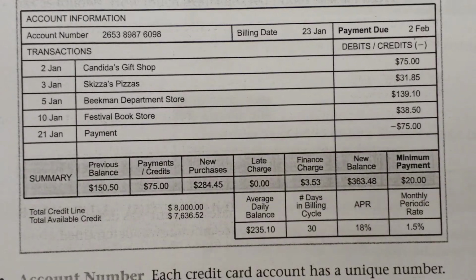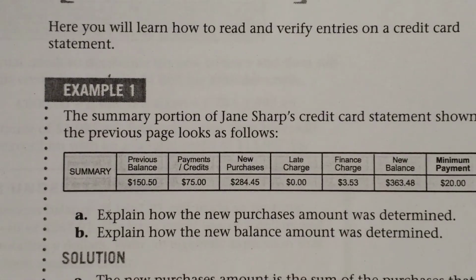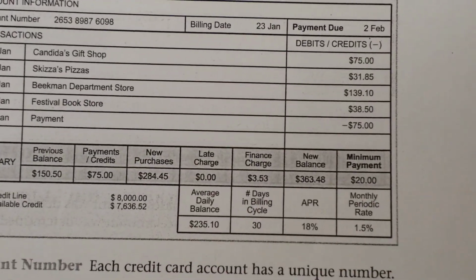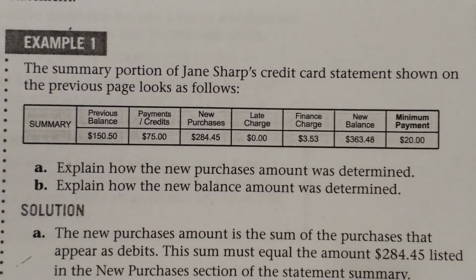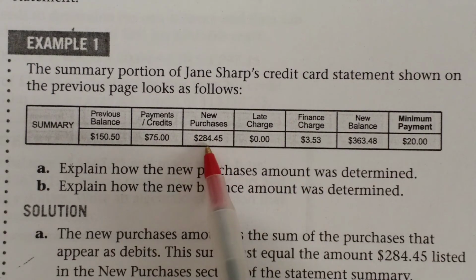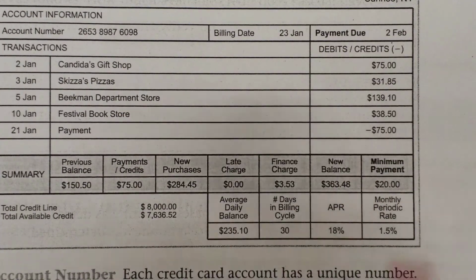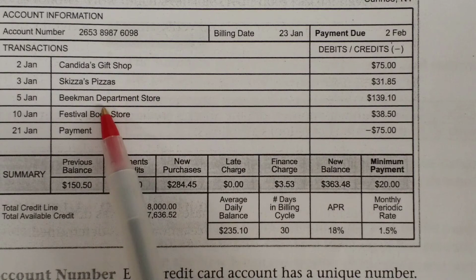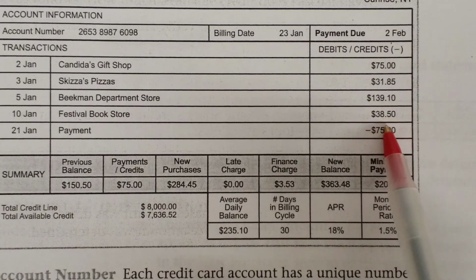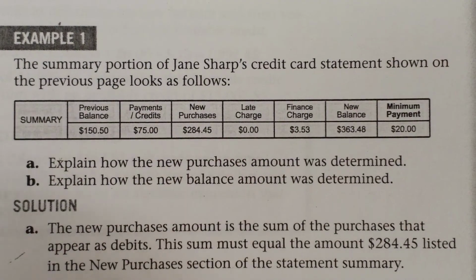So a lot of this is just simple, straightforward math. It says, the summary portion of Jane Sharp's credit card statement shown on the previous page. This is Jane's credit card statement. But in this summary portion, explain how the new purchases amount was determined. Well, you would simply look at the purchases that she made at the gift shop, the pizza, the department store, and the bookstore. And if you add these amounts, 75, 31.85, 139.10, and 38.50, that's how we get the new purchases.